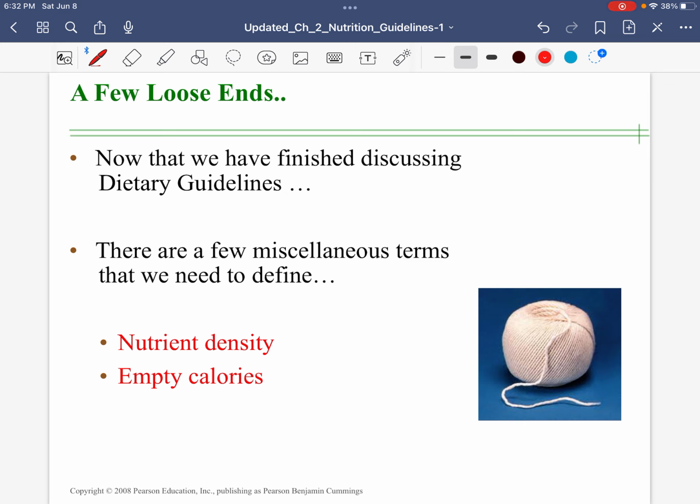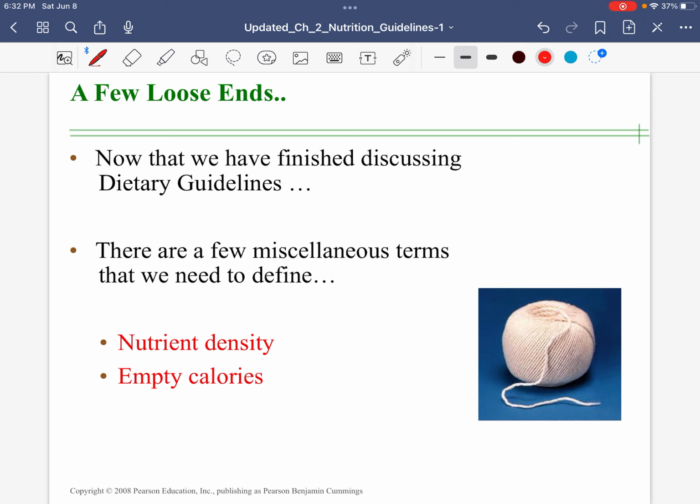So we spent the first part of this video talking about a set of guidelines called the dietary reference intakes. And then we talked about MyPlate. And here we have some loose ends to catch up on. And then we'll do serving sizes, labeling claims, and we'll be good to go.